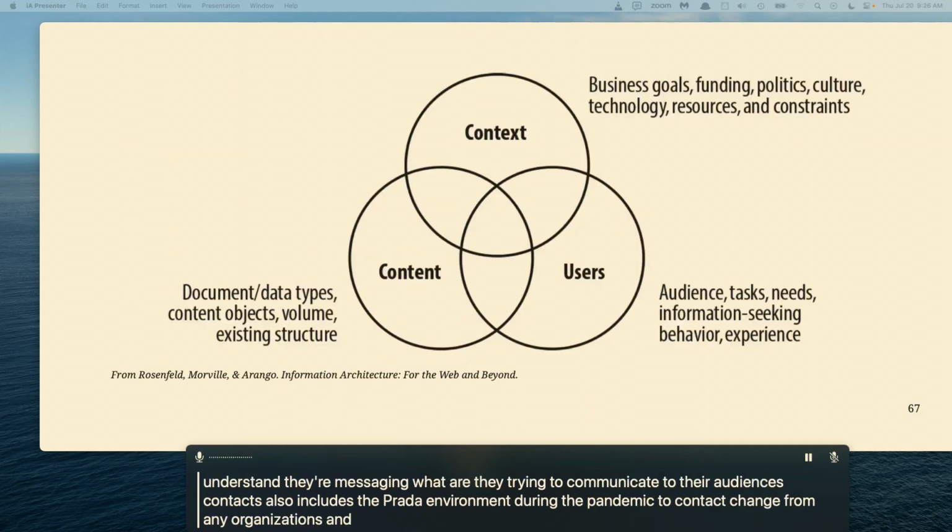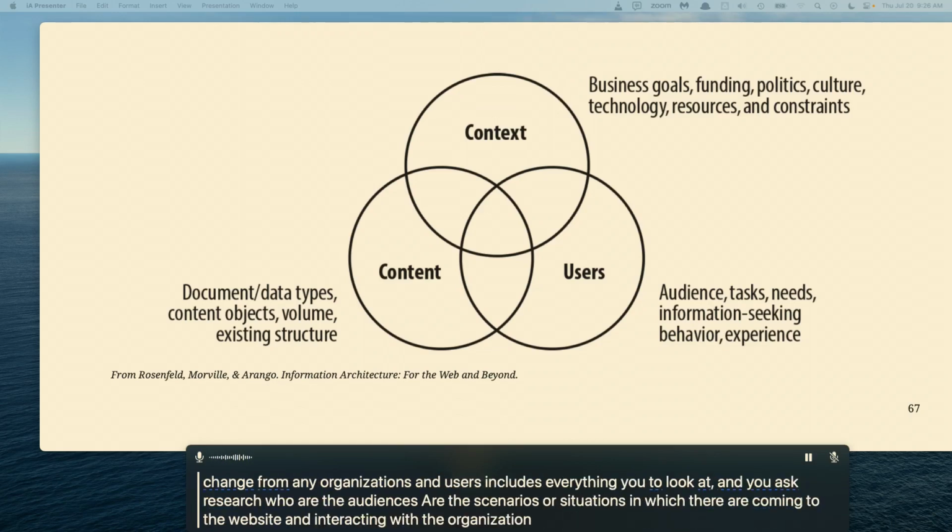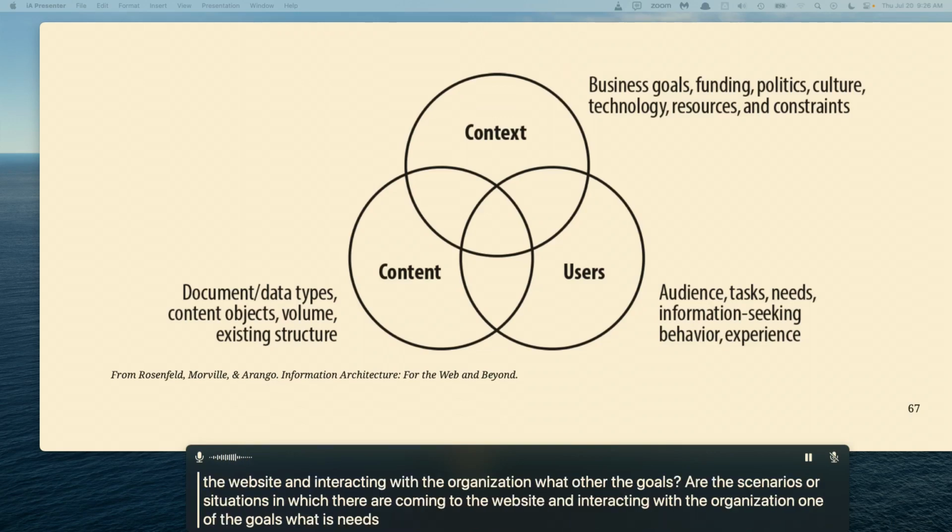And users includes everything you typically look at in UX research. Who are the audiences? What are the scenarios or situations in which they're coming to the website and interacting with the organization? What are their goals? What user needs are not being met?